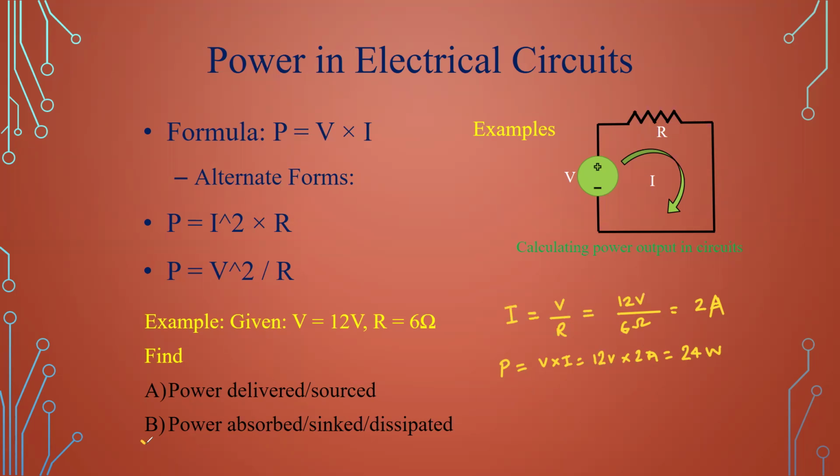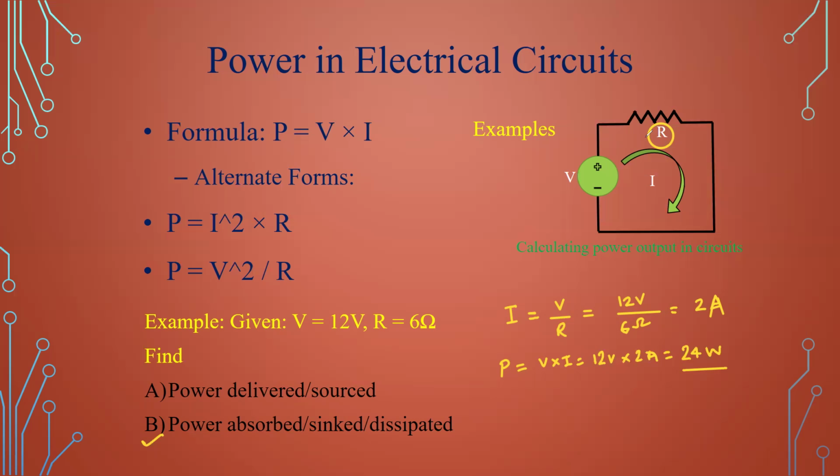Now, the second question is, what is the power absorbed or sinked or dissipated? Because the power delivered to the circuit is 24 watt, there is some element in the circuit, for example the resistance, that is absorbing the power or sinking the power, or you can say the power is getting dissipated in the resistor.